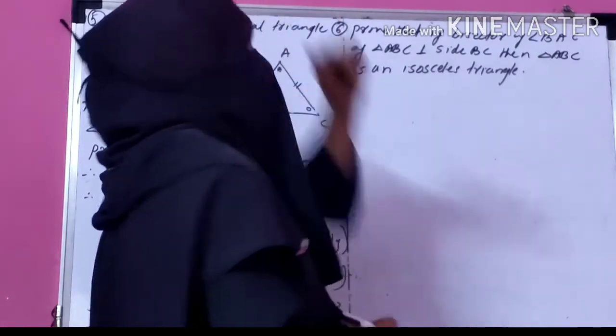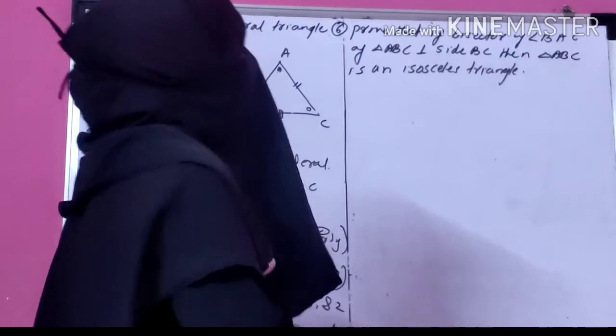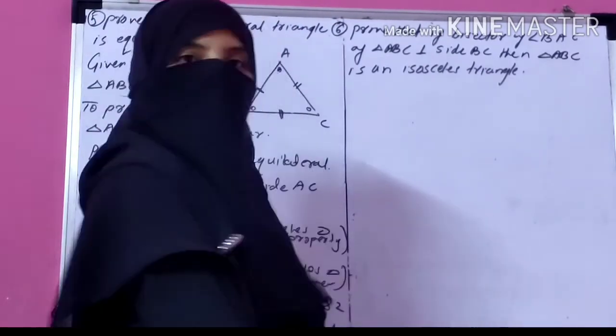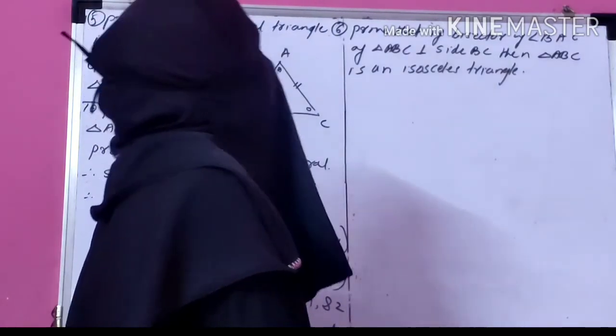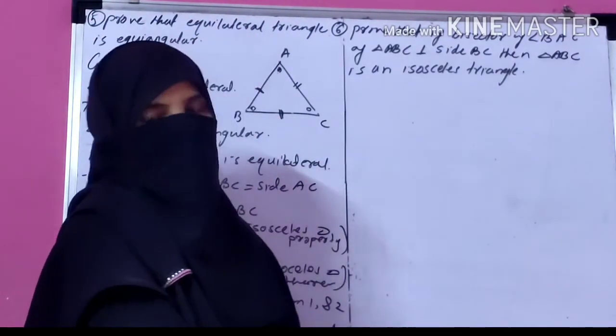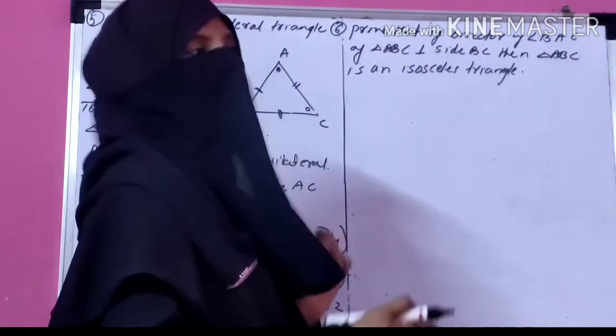Next question, question number 6. Question number 6 says: prove that if the bisector of angle BAC of triangle ABC is perpendicular to the side BC, then triangle ABC is an isosceles triangle. First of all, as per the statement, draw the figure.